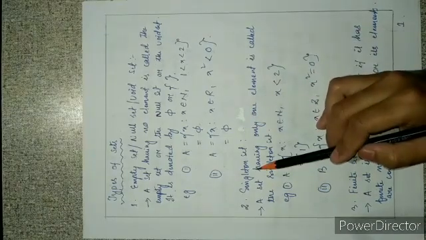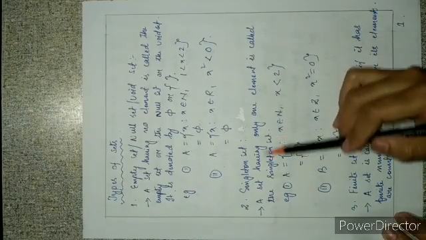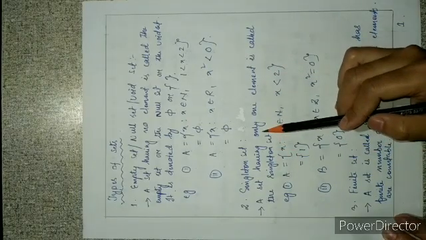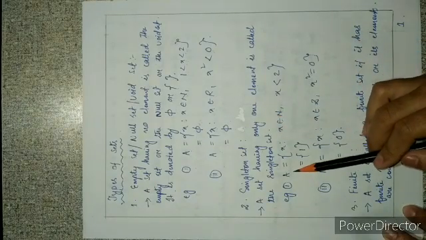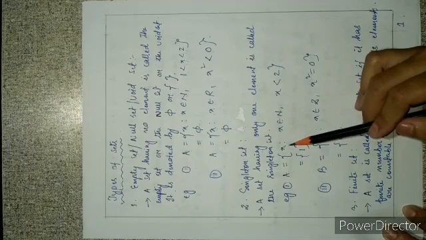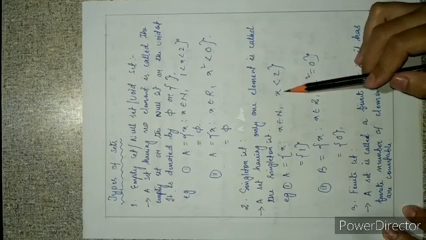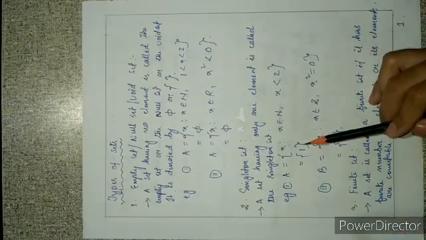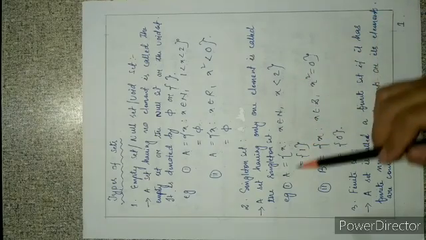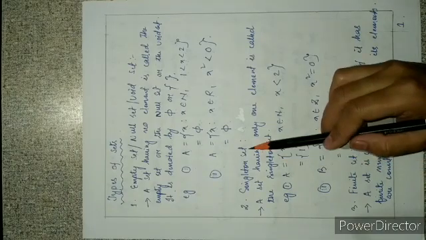Number 2, singleton set. A set having only one element is called singleton set. Let us consider some examples. Example A: set A, x belongs to natural number n and x is less than 2. 1 is the only natural number which is less than 2. So this set consists of only a single element 1 and set A is called singleton set.